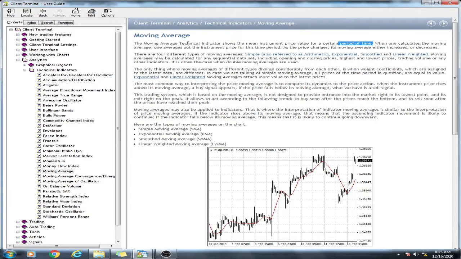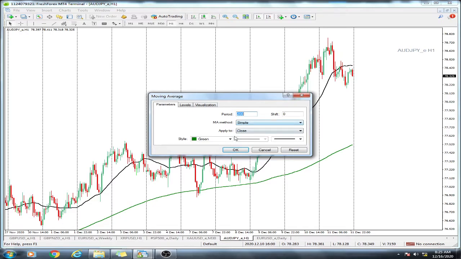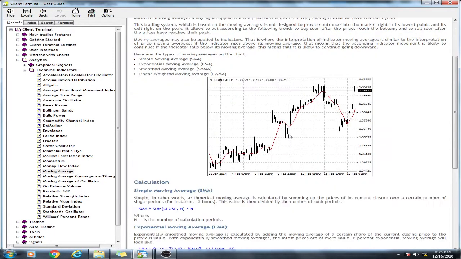So when they say the moving average technical indicator shows the mean instrument price for a certain period of time, basically we are finding the mean price. That's the closing price for the past 200 candles using the simplest moving average method, this one. So this is how it's calculated.